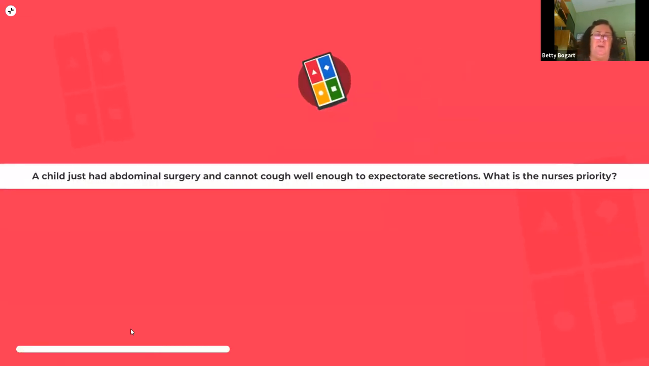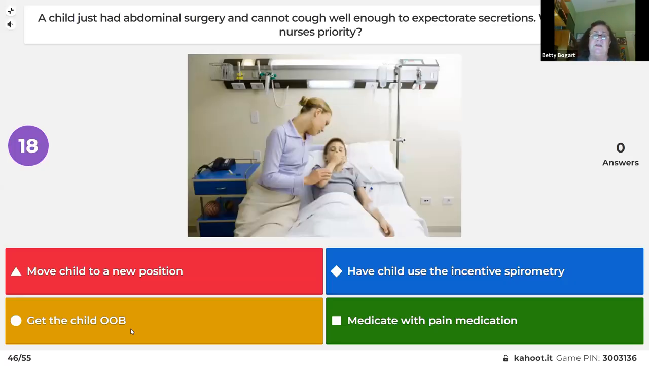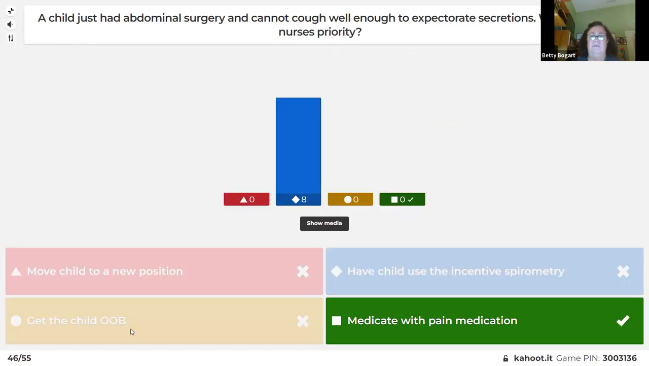A child just had abdominal surgery or chest surgery and cannot cough well enough to expectorate secretions. What is your priority as a nurse? Any surgery postoperatively, our nursing care is to prevent complications, whether it's clots, circulation, or preventing the lungs from collapsing. So we need them to cough and deep breathe. How are we going to have them do that? Number one, give them something for pain. Then they can be moved, get out of bed, do incentive spirometry. If you don't give them pain medicine, they're not going to blow well. So make sure first you medicate for pain.